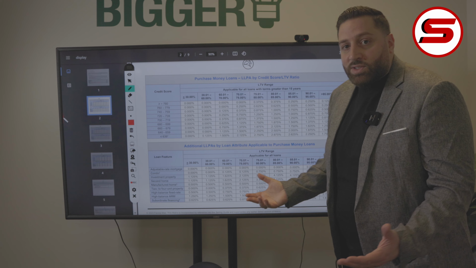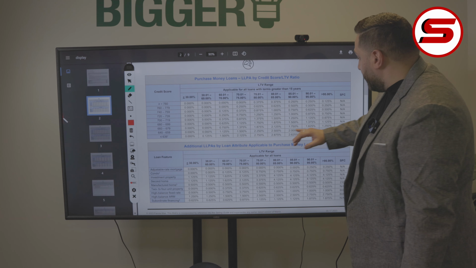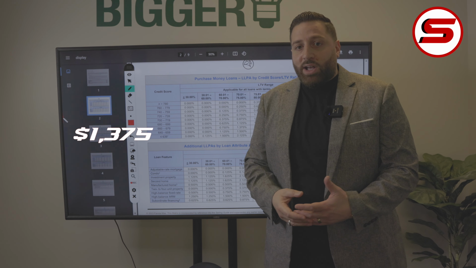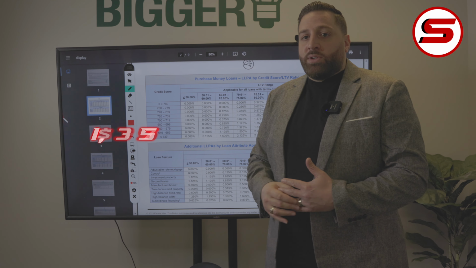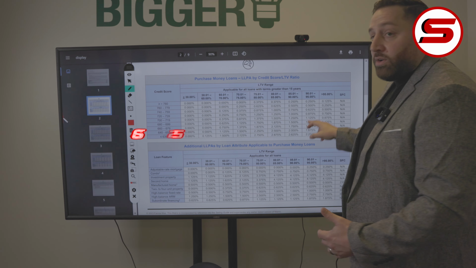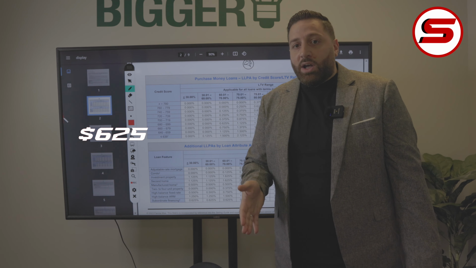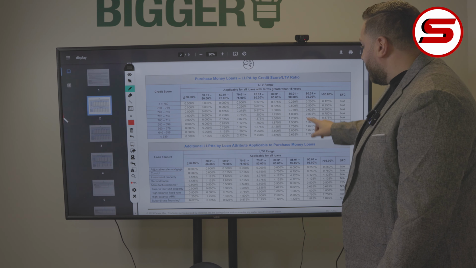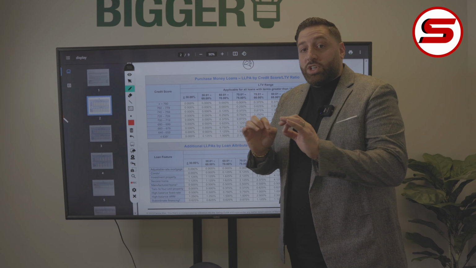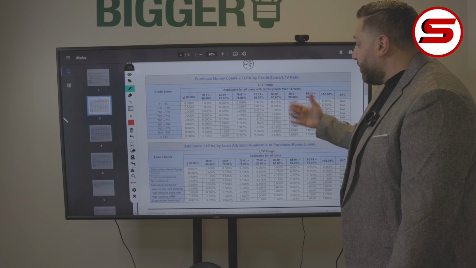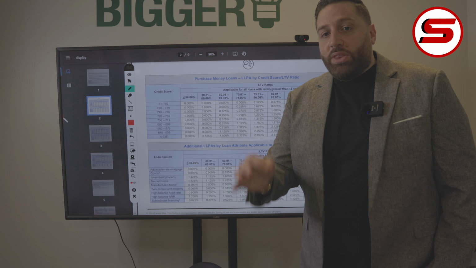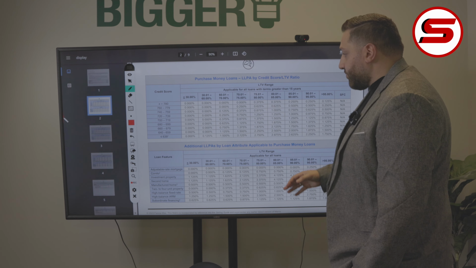0.625, let's say it's a $100,000 loan amount, and you had your credit score at 680, it was 1.375, that's $1,375 if your loan amount is at 100,000. If you get your credit score up to 740, that goes down to $625. It's literally cut in half. So you can see the benefits of understanding this chart, understanding where you need to fall on this chart and what adjustments you can make. But you really need to understand this, or at least your loan officer really needs to understand this to make sure they're putting you in the correct program and guiding you the right way.